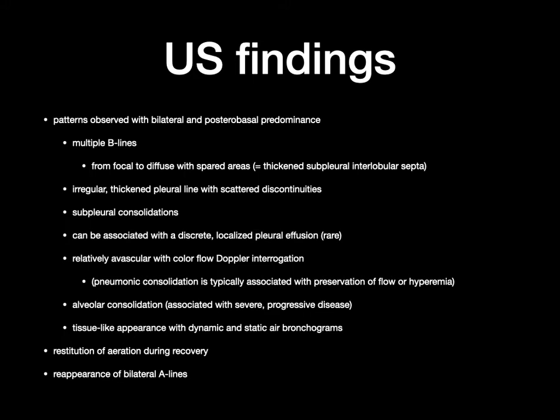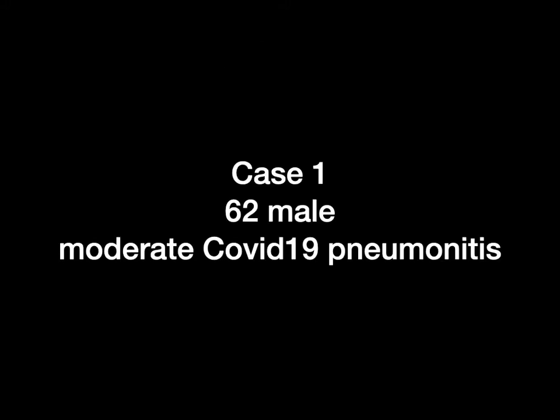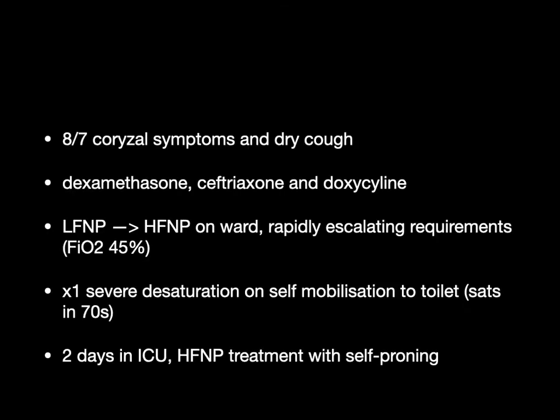And when these changes resolve with time, the A-line pattern comes back, and that's usually the time when they leave ICU and go back to the ward. Okay, so these are our cases from our local ICU. This one was a 62-year-old male, and he had moderate COVID-19 pneumonitis. He didn't have much in terms of past medical history, just hypertension. He was otherwise fit. He had 8 days of dry cough.